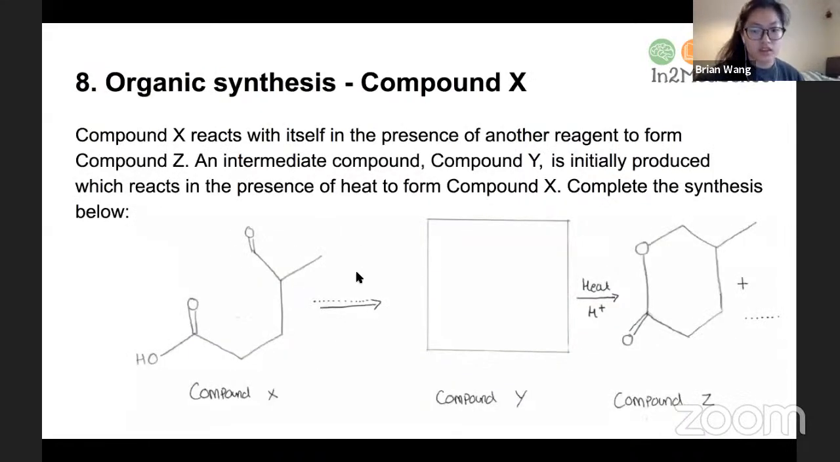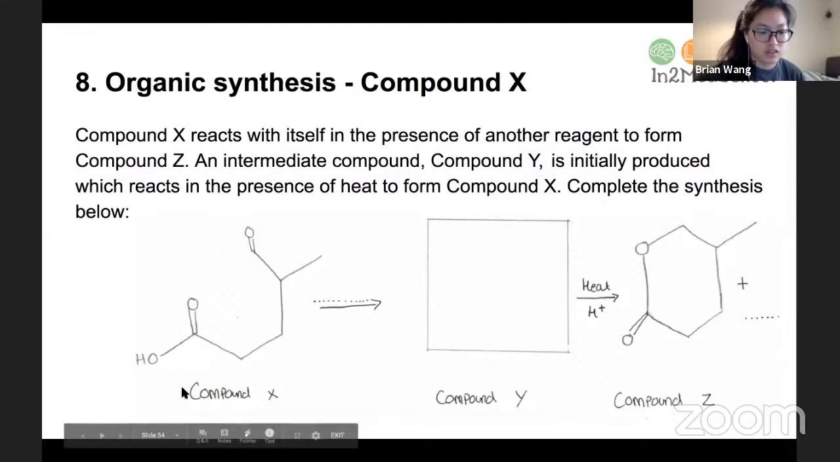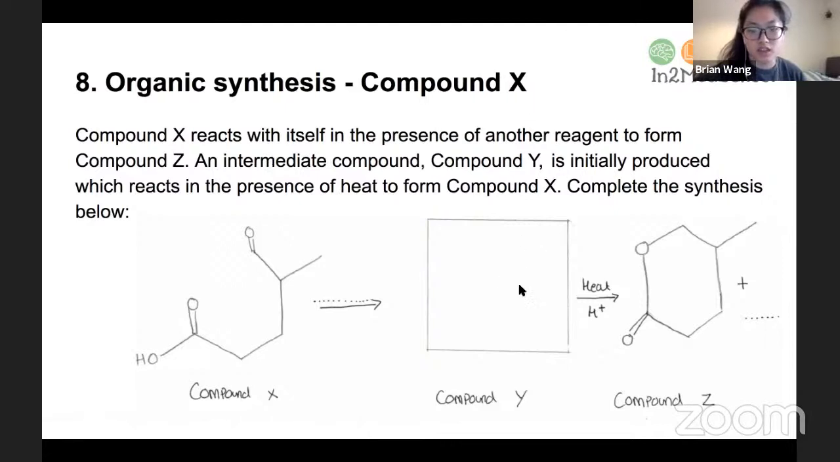Okay, and now we're just going to hop onto organic synthesis, compound X. Compound X reacts with itself in the presence of another reagent to form compound Z. An intermediate compound, compound Y, is initially produced, which reacts in the presence of heat to form compound Z, completing the synthesis below.